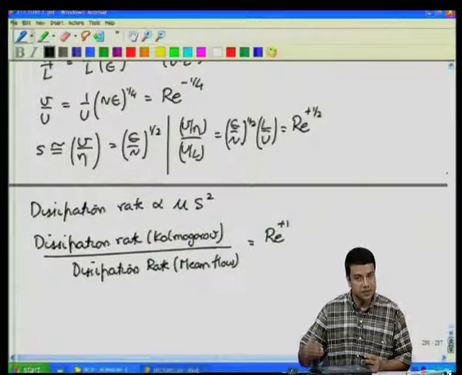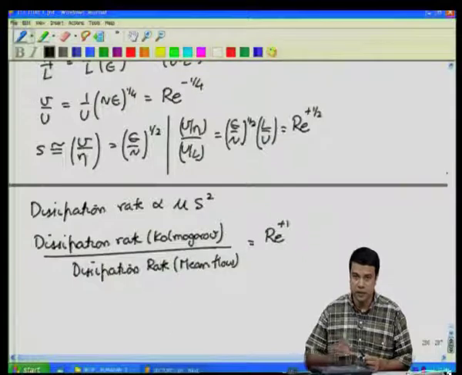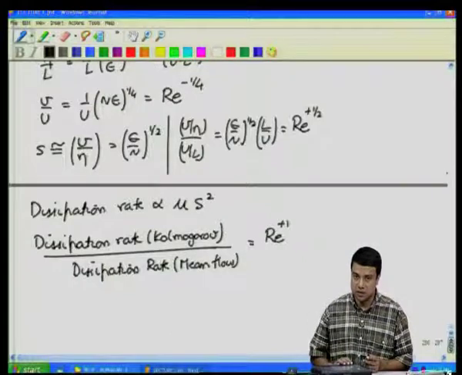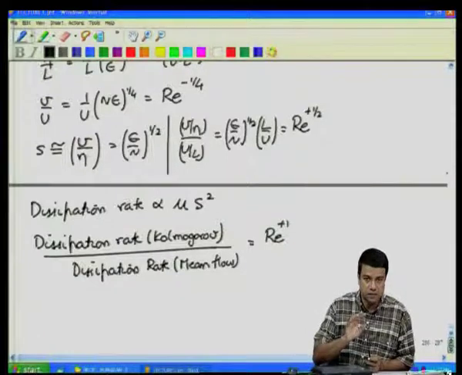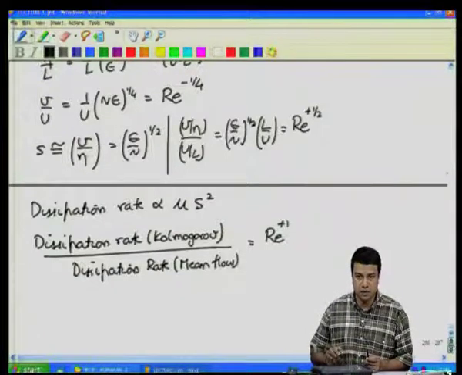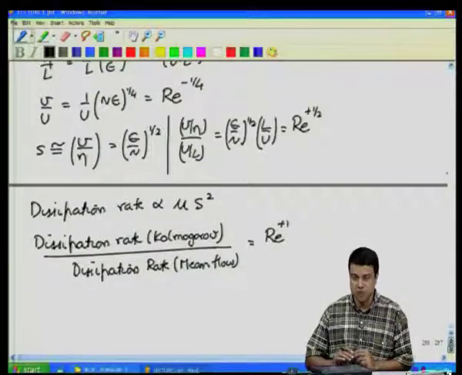Both the length and the velocity scales of the small scales are much smaller than the length and velocity scales of the large scale flow. The strain rate is much larger. It's sufficiently large to balance the production of energy in the mean flow. The dissipation due to the smallest scales is sufficient to balance the production of energy in the mean flow.